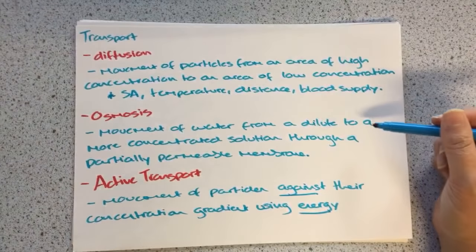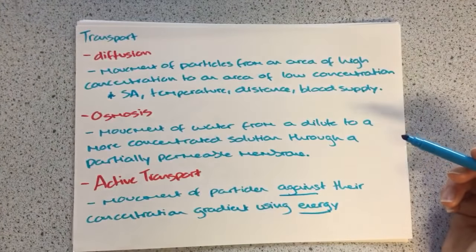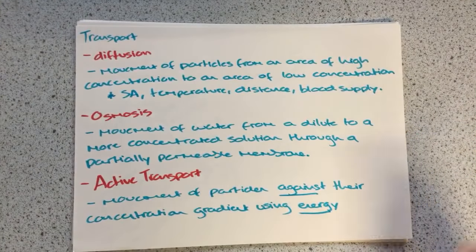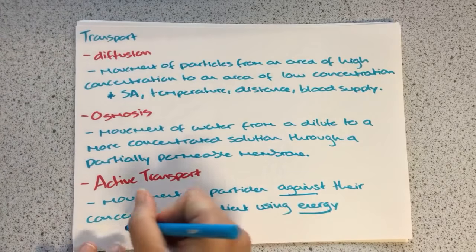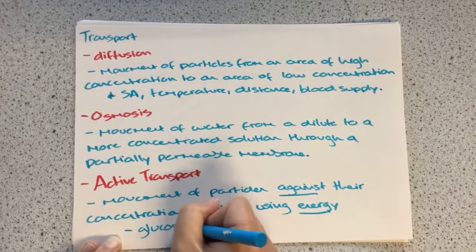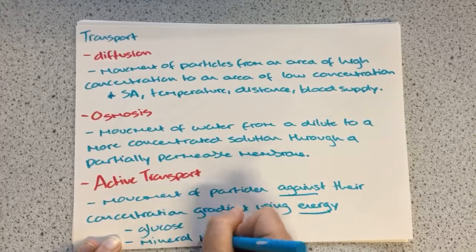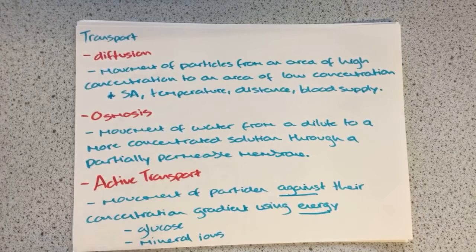So diffusion and osmosis do not require energy. They go with the concentration gradient. Active transport does require energy. It moves against the concentration gradient. Two examples of it are glucose in the small intestine and mineral ions from the soil. So there are your two examples, right?